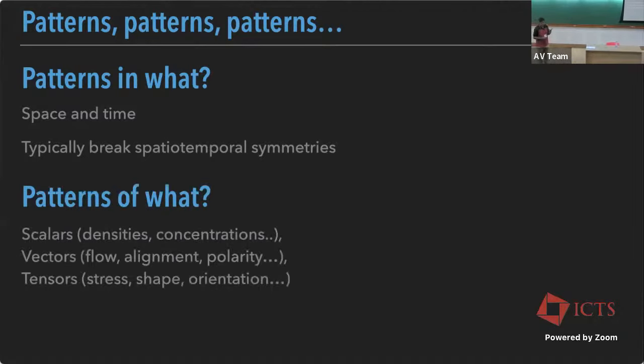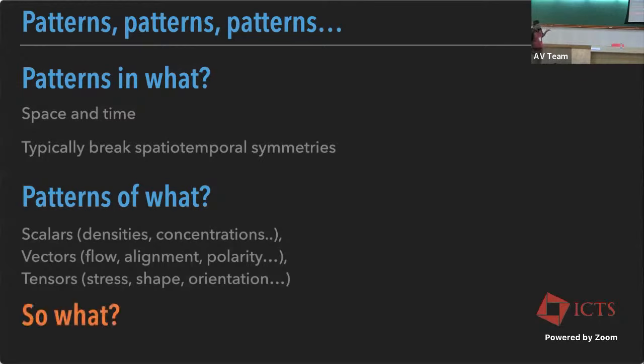But in what? Like I was saying, you could have things in scalars, vectors, tensors. So you could have densities and concentrations. You could have flow fields, alignment fields like polarity fields. You could have stress fields or shape fields and orientation fields without a particular axis. Some of them in scalars and vectors we will work out. So there are patterns like this, and one would like to write down a generic theory for understanding such pattern formation.